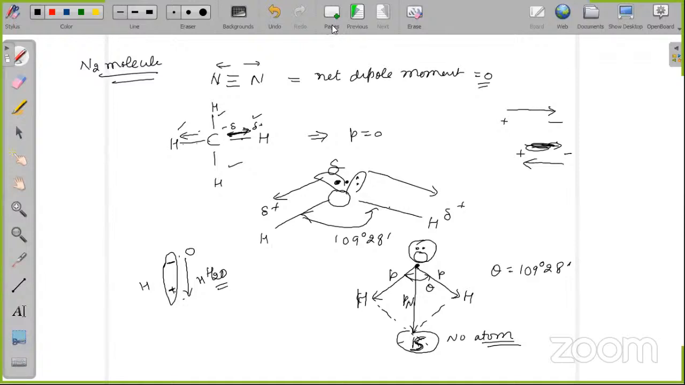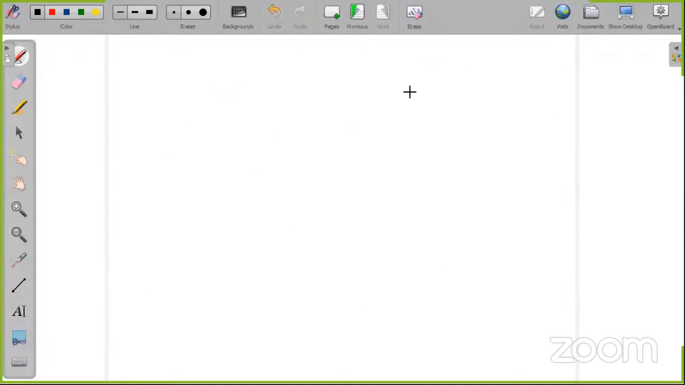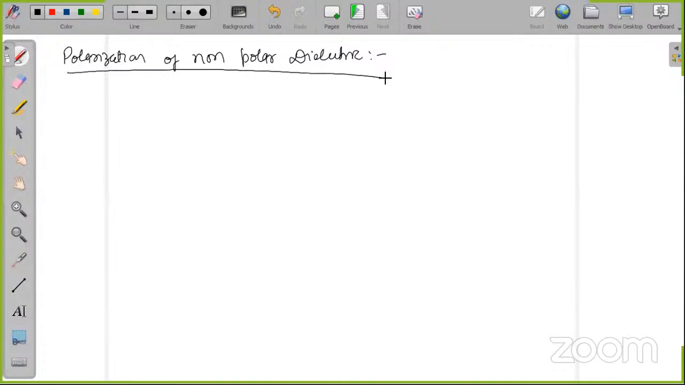Yes, sir. Next, I will go to the part which is important for us, that is polarization of a dielectric. Polarization of non-polar dielectric. So what happens in case of non-polar dielectrics? If this is a sample, this is a material.